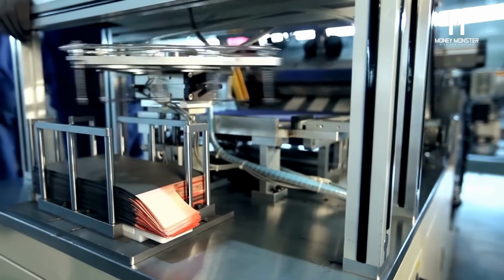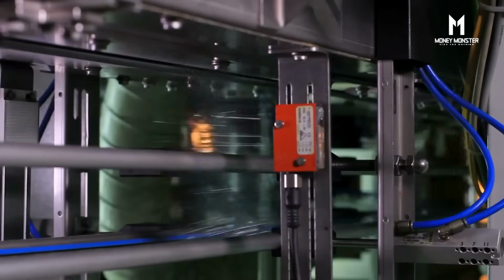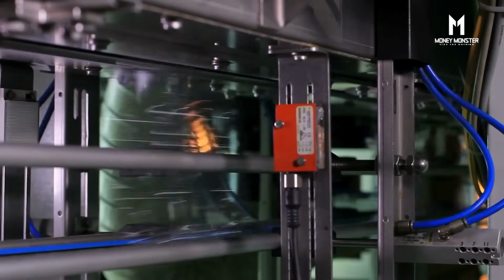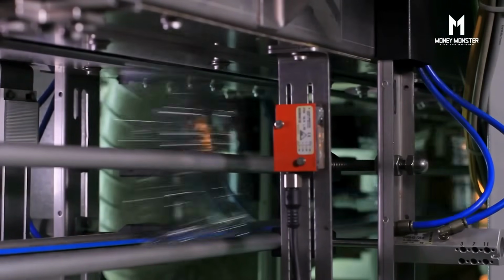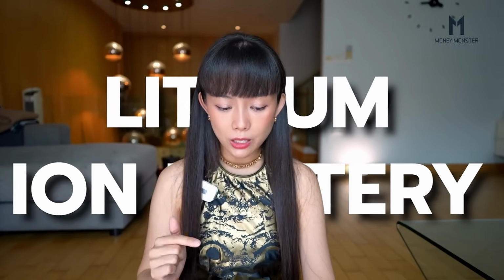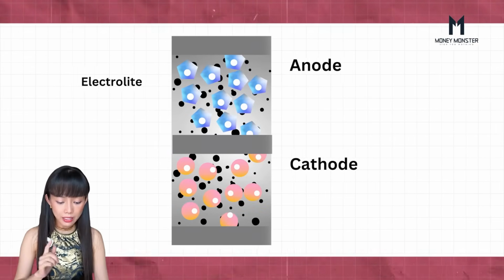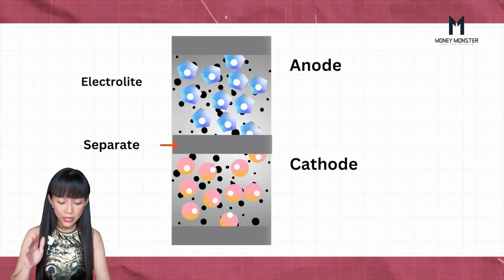Now, moving on to the technology part, let me break down the inside of a Chinese battery for you, so you can see how they're able to make such affordable batteries. Let's start by looking at a Chinese battery. The type of battery China produces is called a lithium-ion battery. Inside the battery, there are 4 main components: the anode, the cathode, the electrolyte, and the separator.